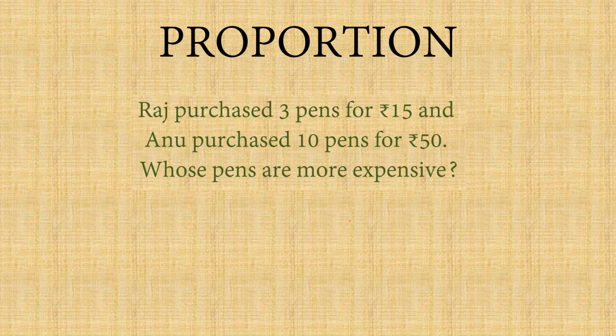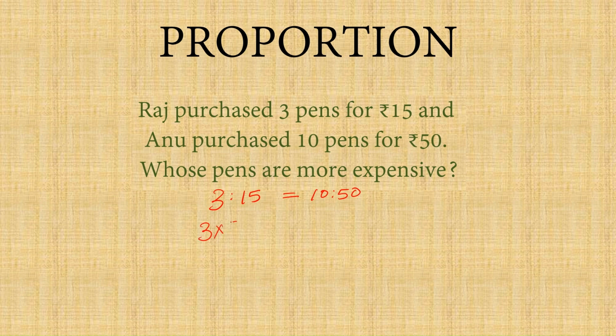Consider this example. Raj purchased 3 pens for 15 rupees and Anu purchased 10 pens for 50 rupees. Whose pens are expensive? So 3 pens is for 15 and 10 pens is for 50. We'll see whether these numbers are in proportion or not. For that we have to equate.